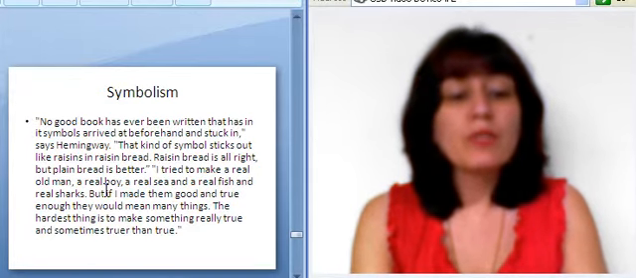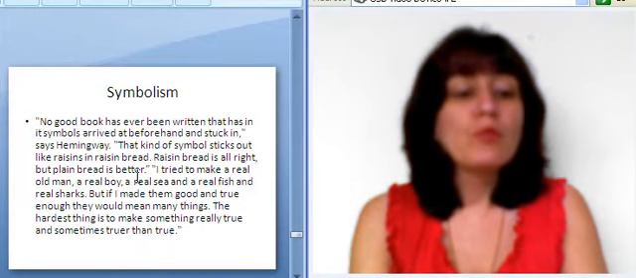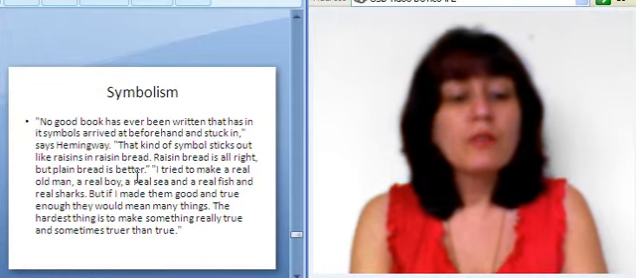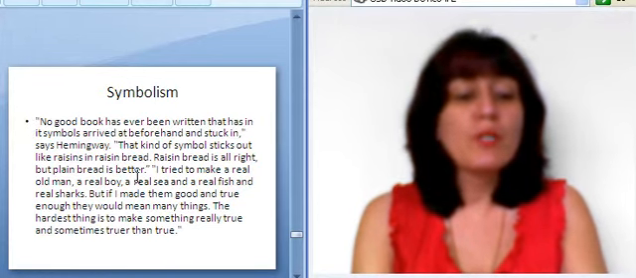I tried to make a real old man, a real boy, a real sea, and a real fish, and real sharks. But if I made them good and true enough, they would mean many things. The hardest thing is to make something really true and sometimes truer than true."